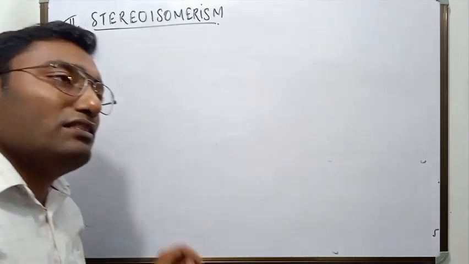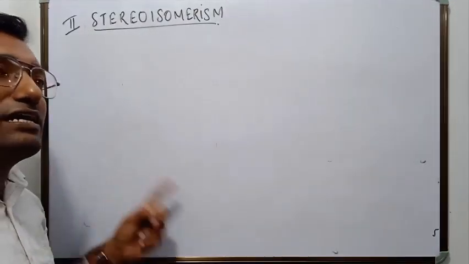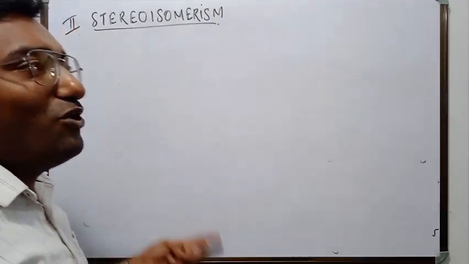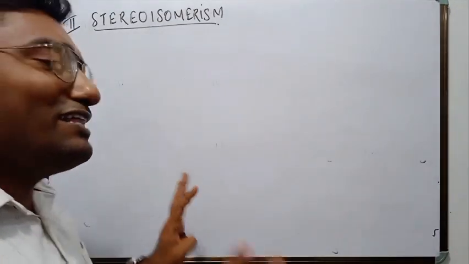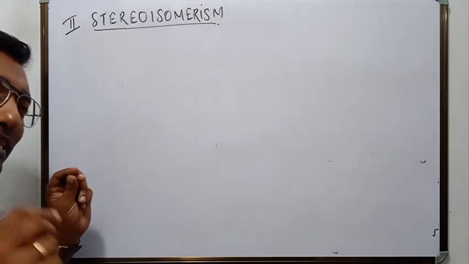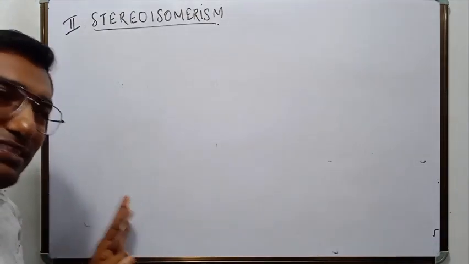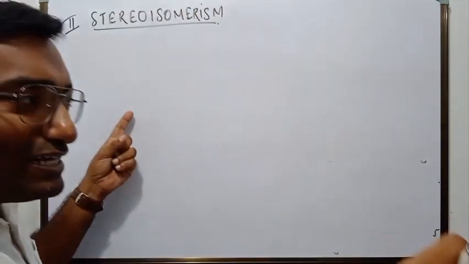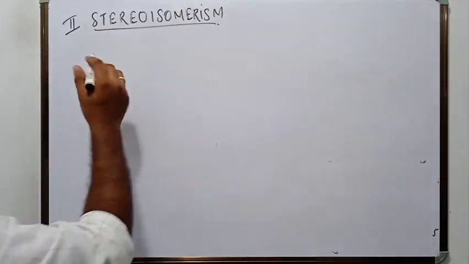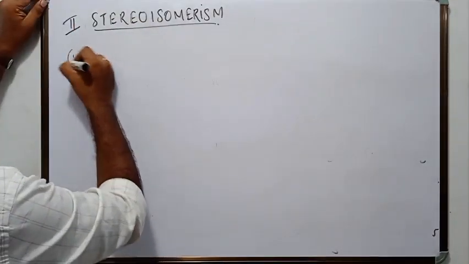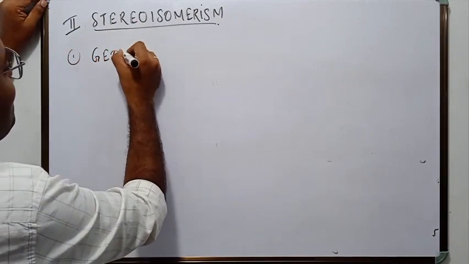The difference is how these atoms are oriented in space, or how these groups are arranged in space. That is the only difference. Otherwise, everything else is the same. The way they are connected to each other is the same, but how they are oriented in space is different. For that, there are two subtypes. The first subtype is geometrical isomerism.